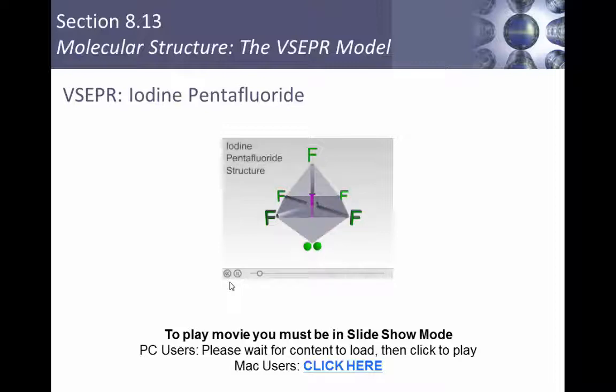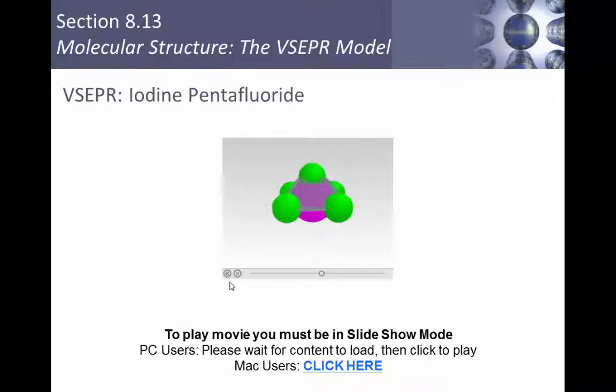Iodine pentafluoride has a lone pair of electrons on the iodine atom. The 5 bonding pairs and 1 non-bonding pair form an octahedron. Since there is no atom at the lower apex of the molecule, the shape is square pyramidal. This final view shows a space-filling model of the iodine pentafluoride structure. The purple sphere represents the iodine atom, and the green spheres represent the fluorine atoms.